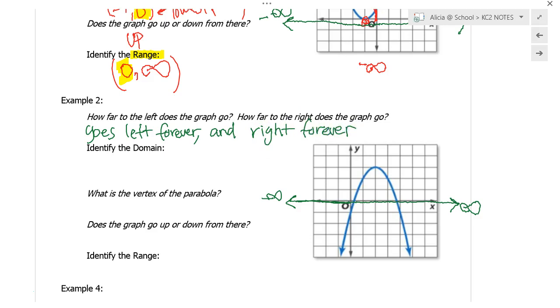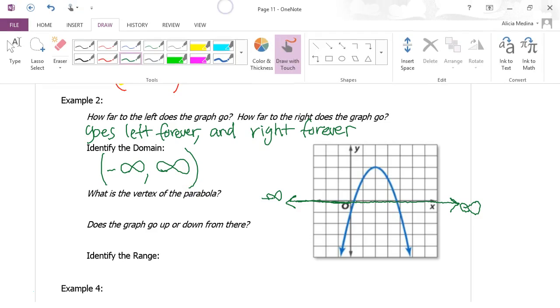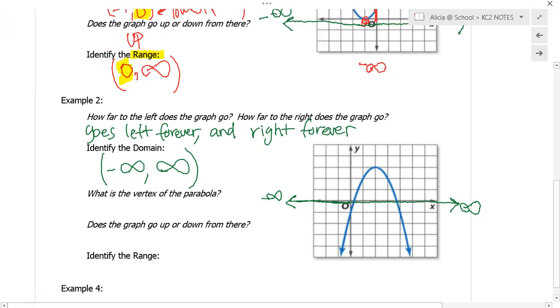So again, we'll identify the domain. Well, if it's going left forever, we know that's going to be negative infinity. If it's going right forever, we know it's going to be positive infinity. Next, we'll identify the vertex of our parabola so that we can identify what our range is. So our parabola here is at either that highest or lowest point. I do have that highest point right here, which is (2, 3).